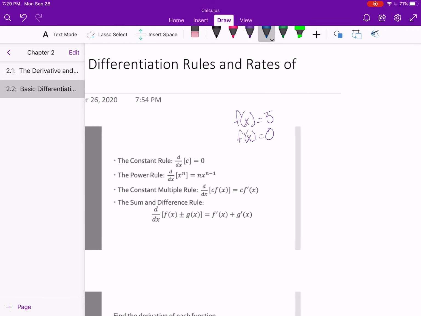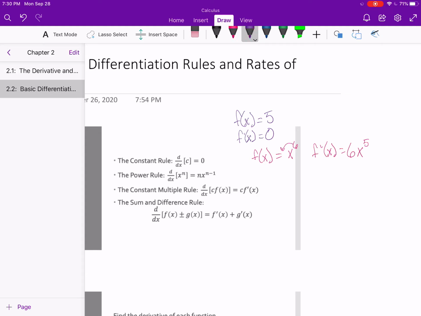We have the power rule. So the derivative of x to the n is n times x to the n minus 1. So for example, if we had f of x equals x to the 6th, for f prime of x, we bring that 6 down in front, so 6x, and then we take away 1 from the exponent, so it becomes 5. So the derivative of x to the 6th is 6x to the 5th.